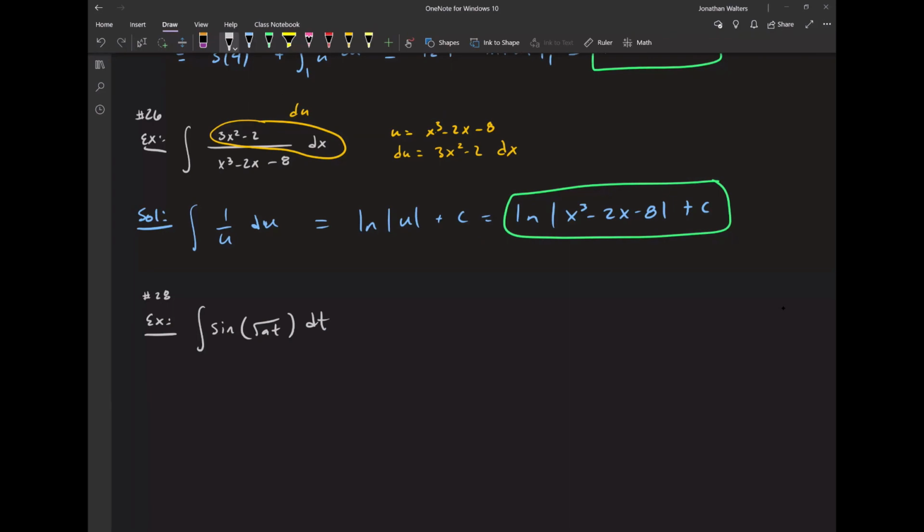So I think what we should do here, I think we did this one actually in our integration by parts section. When we went over integration by parts, we did something very similar to this. I think it's just square root of t, not square root of AT. So basically what we do is u equals square root of AT.